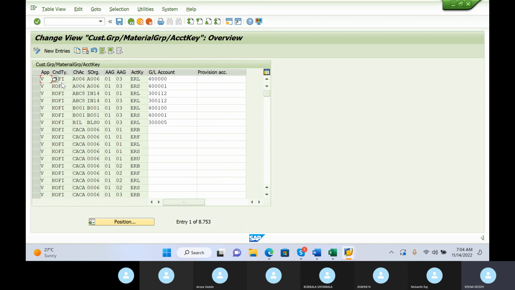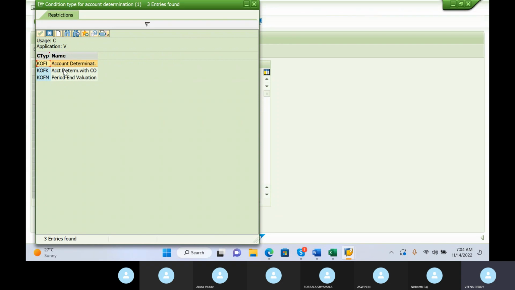Okay, coming to condition type, these are all condition types. Generally, the condition types are related to FI and controlling also, in account determination. Condition type means which condition type we are using with the finance side, or with the controlling side, or with the end period and valuation side. We are going to configure account determination with the finance side, KOFI. This condition type is standard, defined by SAP.